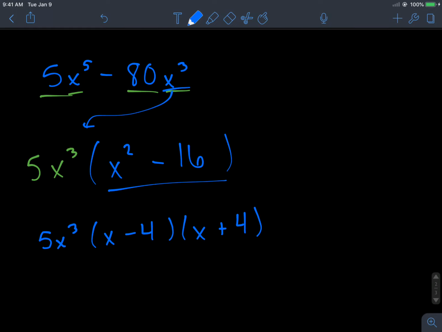So for any of the other examples that we do after this, looking for a greatest common factor should always be the first thing that you do throughout this entire section. Always look for a greatest common factor first.